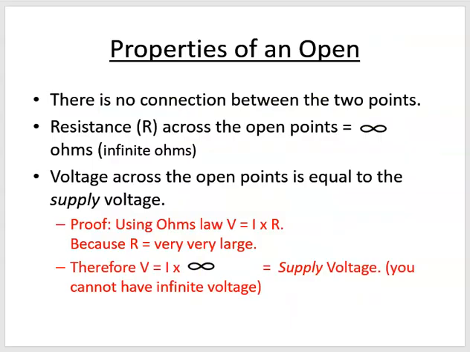To review the properties of an open circuit, first of all, there is no connection between the 2 points. The resistance across the open is equal to infinite ohms. The voltage across the open points is equal to the supply voltage.